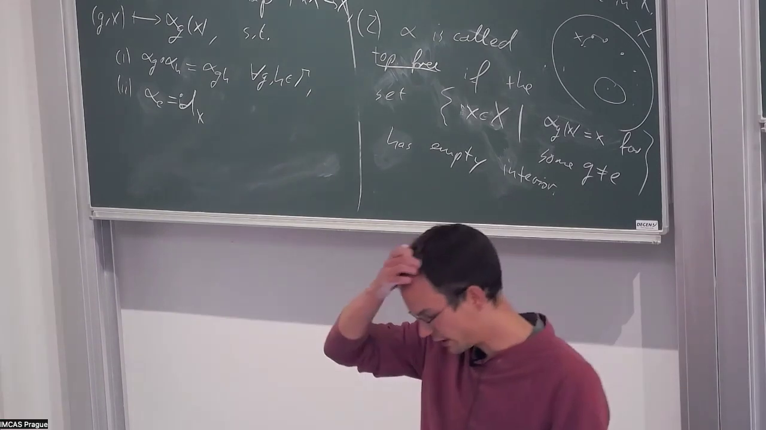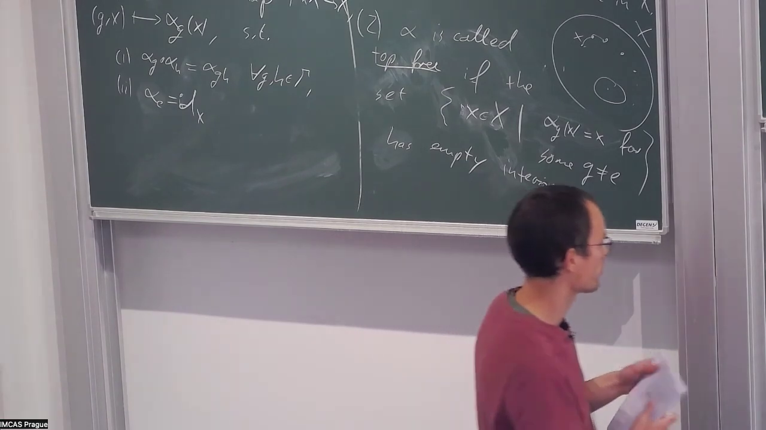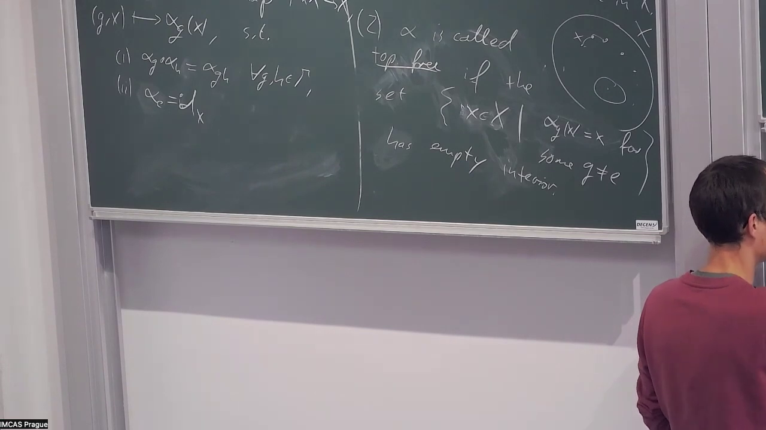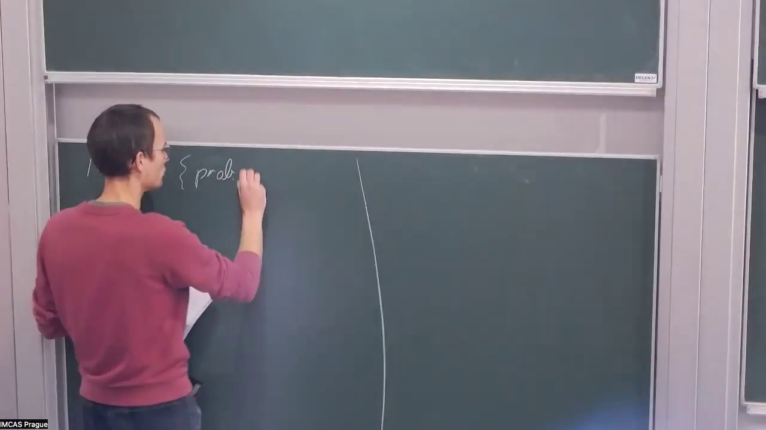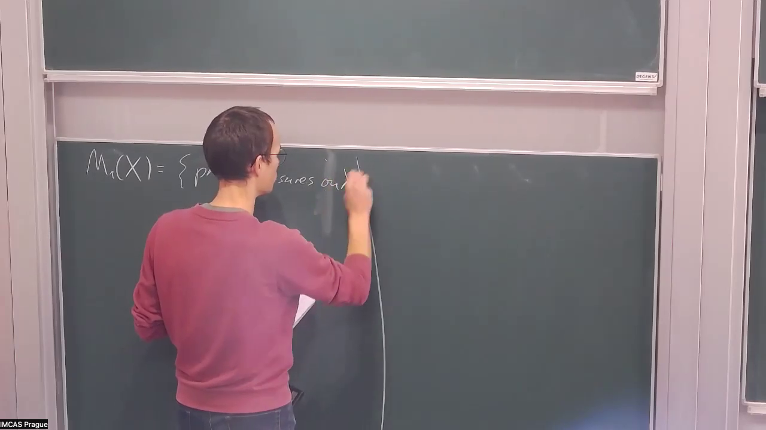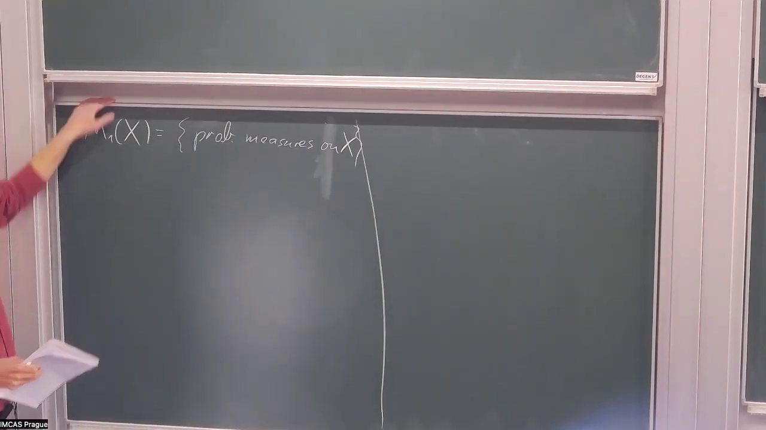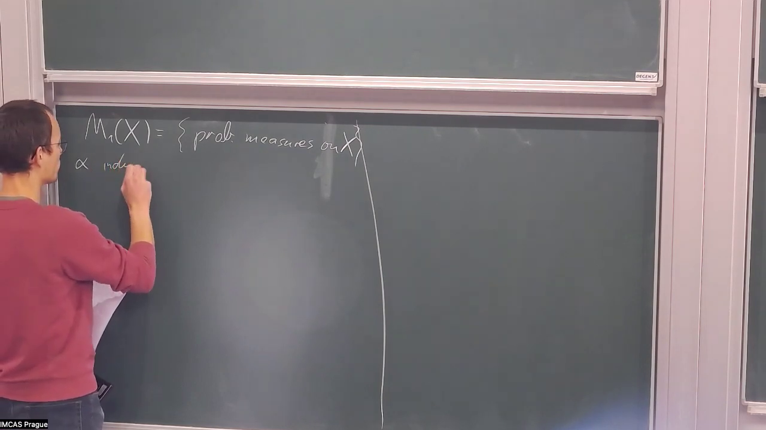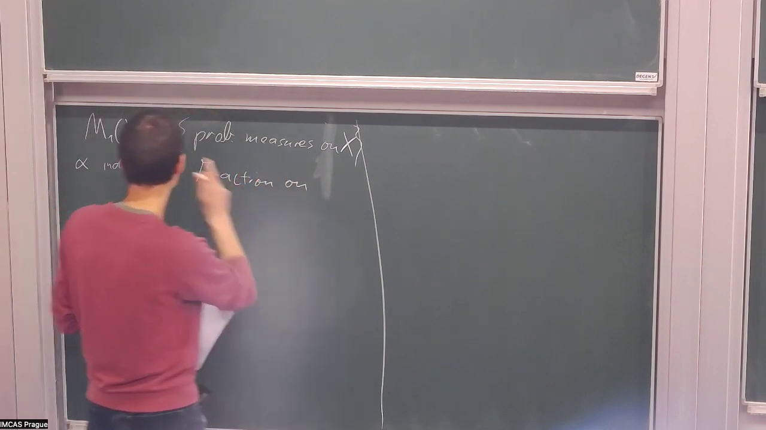Now we don't just have an action on the space itself. We can also define an action on the space of measures on the space. So if X is my space still, then M1(X) will be the set of all probability measures on X. So measures such that the whole space has measure 1. Then alpha induces a gamma action on this space of measures.